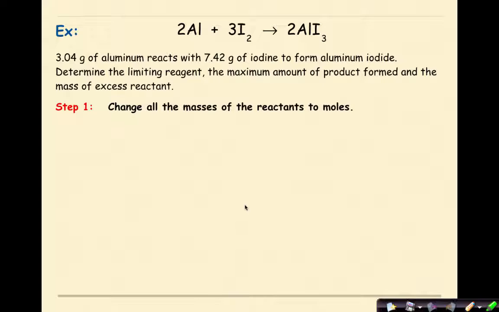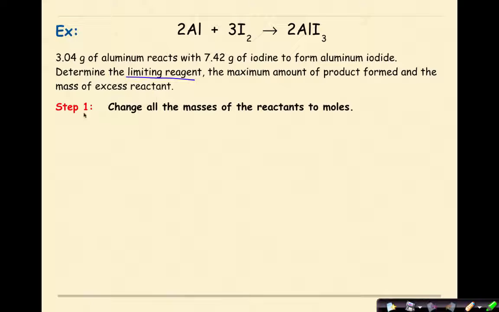So let's look at an example of a limiting reagent problem. The first thing that we're going to have is a balanced equation. Then we're going to have a word equation associated with that. So 3.04 grams of aluminum reacts with 7.42 grams of iodine to form aluminum iodide. Determine the limiting reagent, the maximum amount of product formed, and the mass of the excess reactant.